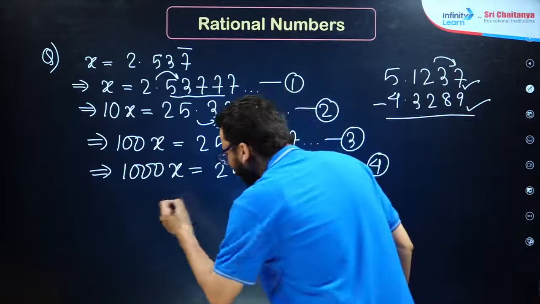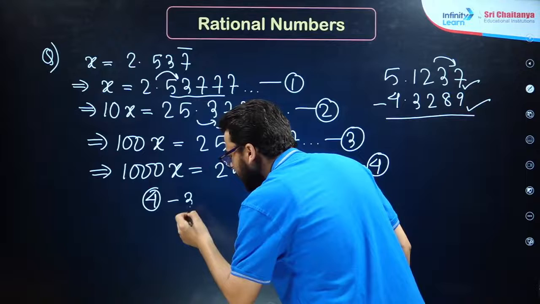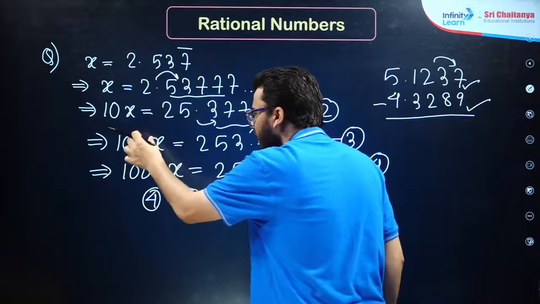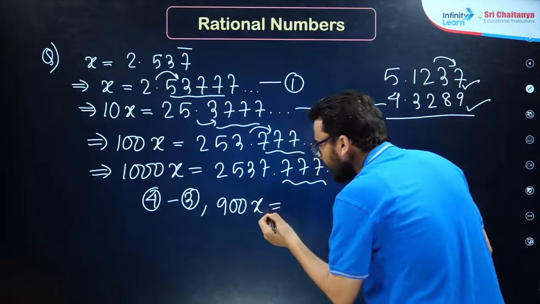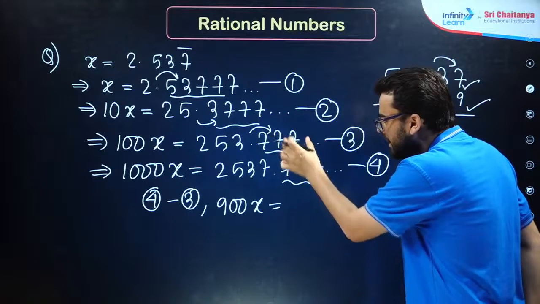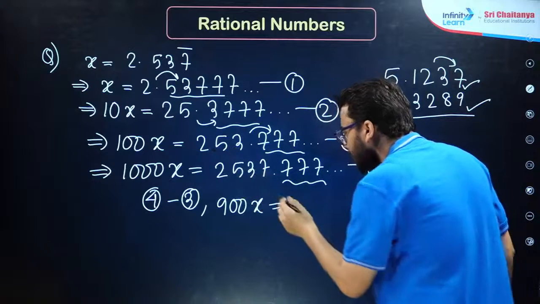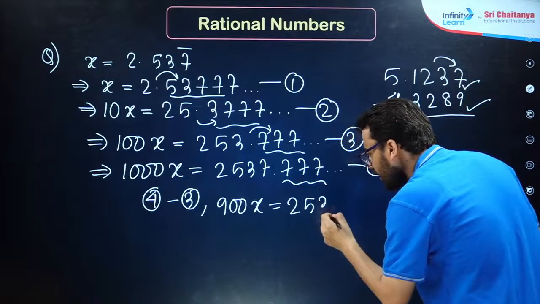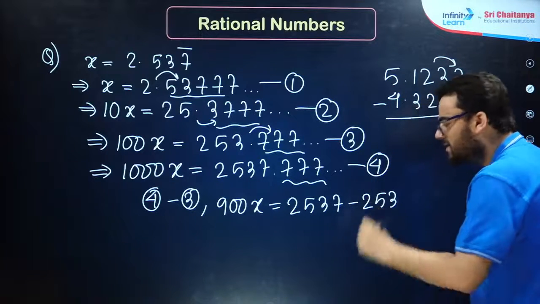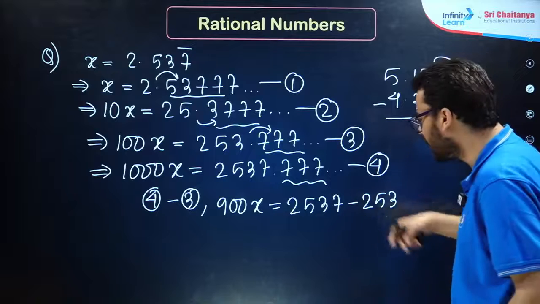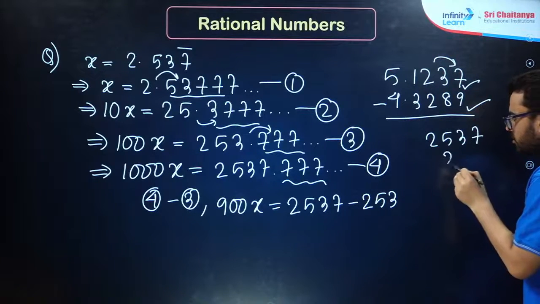So you can do equation 4 minus equation 3. Equation 4 minus equation 3. Left hand side minus left hand side, you'll get 900x. And then you see, decimal part will be cancelled out. That will be 0 only. And then you'll get 2537 minus 253. Is that clear? So now you can easily calculate 2537 minus 253.